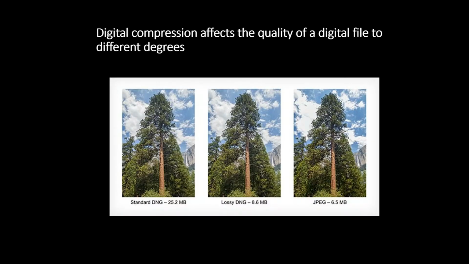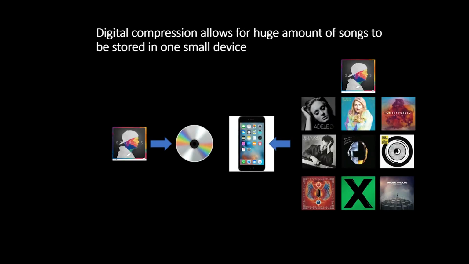Something similar was done in the JPEG picture encoding, resulting in minimal differences between the smaller compressed file and the original. Applying advanced compression software to music allows us to store thousands of songs on a small device.